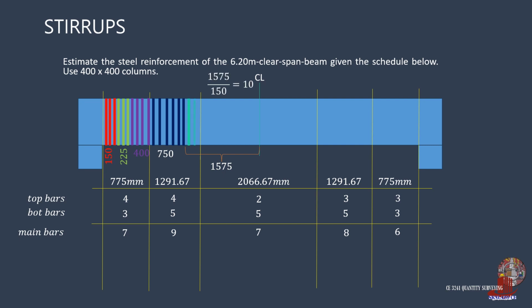1,575 divided by the 150 gives 10 more stirrups. Now check for the remaining space. 10 times 150 is 1.5 meters, which leaves 75 mm to center line. If this is mirrored, making the length 150 mm, this is still the maximum spacing of 150. So there isn't any need to add any other stirrup.